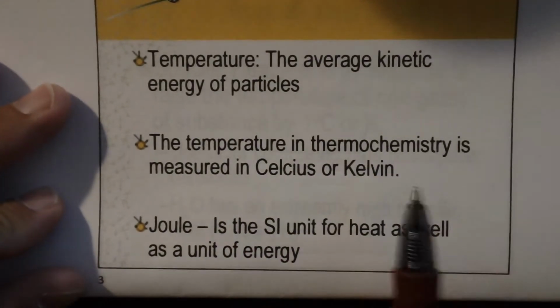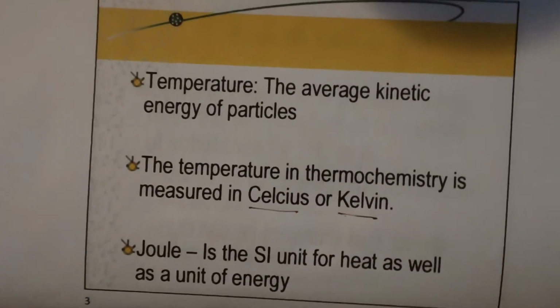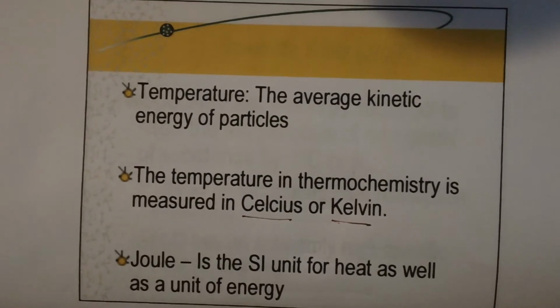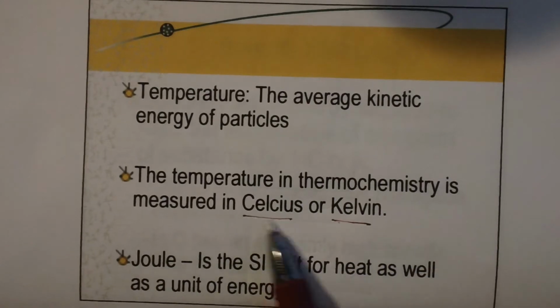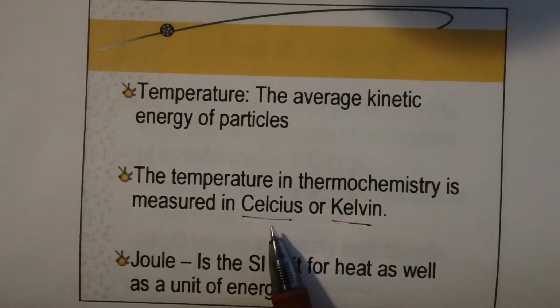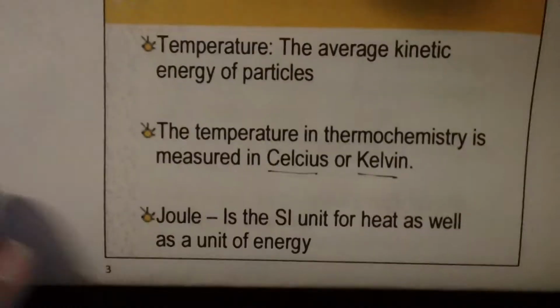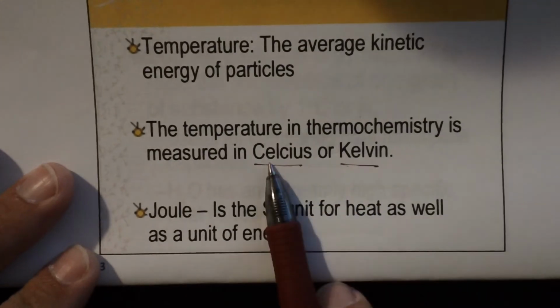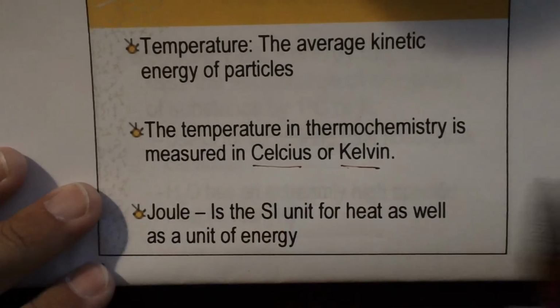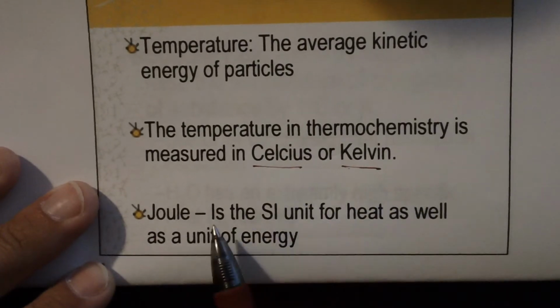So in Thermochem, we will use Celsius or Kelvin because it's changes in temperature. The difference between 25 and 30 Celsius is the same as the difference between 25 and 30 Kelvin. The change is the same. In gas laws, we had to turn everything to Kelvin. Here in Thermochem, Celsius or Kelvin, either one will work, as long as they're the same unit. You can't measure it initially in Celsius and then at the end in Kelvin. As long as they're the same, it doesn't matter which unit you're using.